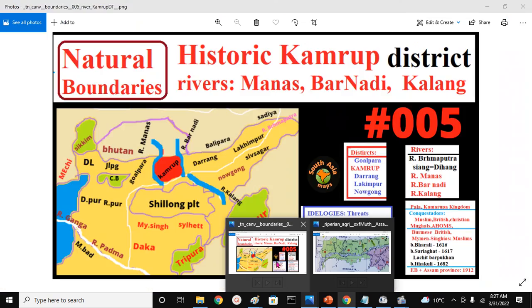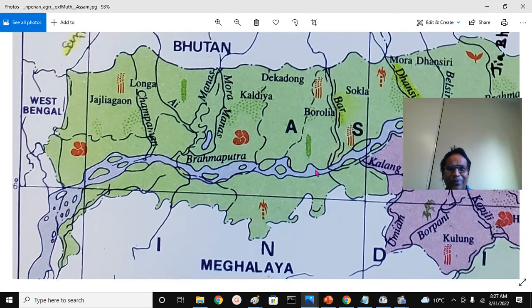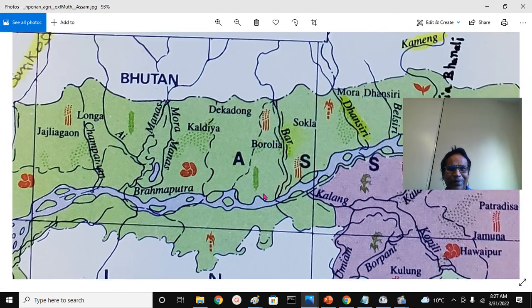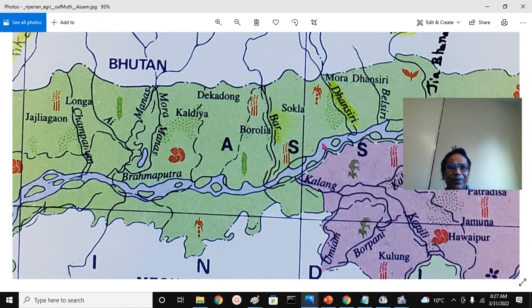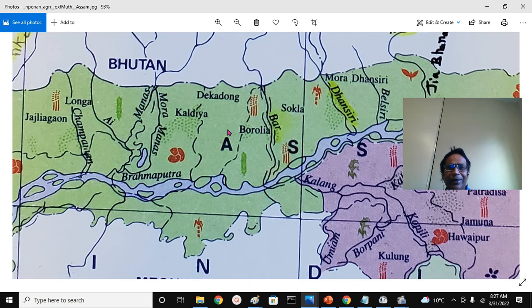And you can also see the same thing here, on the Muttaiya's Oxford map, a little more. So we are looking at the Brahmaputra river. Here you can see the Manas river. Manas joins the Brahmaputra and BarNadi. You can see BarNadi. I have highlighted here BarNadi in the eastern part of the Kamrup district, historic Kamrup or Pragjyotishpura district or Gauhati district.